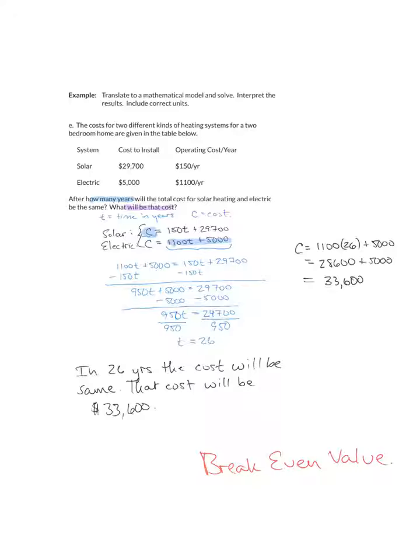So here's a question for you. If you live in the house for less than 26 years, which one is going to be the better deal for you? Well, electric is going to be the better deal. If we live in the house less than 26 years, the cost of electric will be less than the cost of solar. But on the other hand, if we live in the house for more than 26 years, then the cost for solar will be cheaper in the long run. So it's a matter of short run versus long run values.